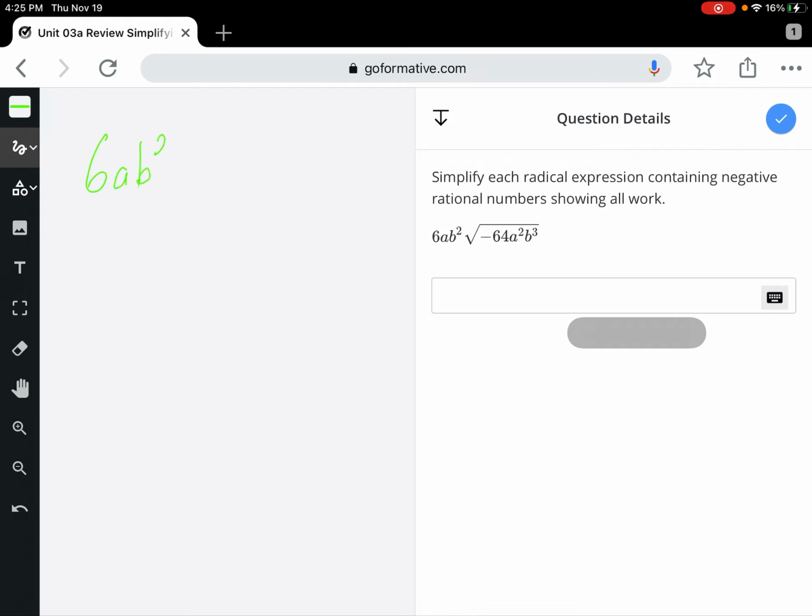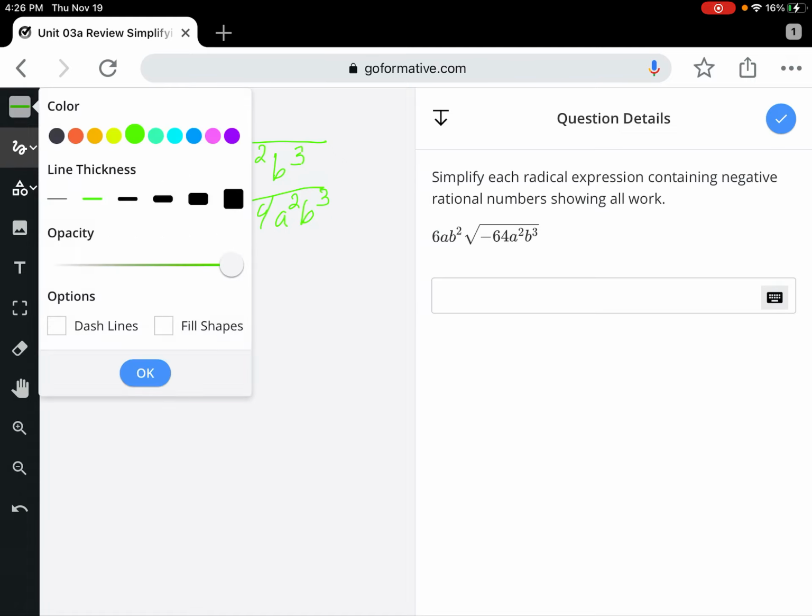Six a b squared. Six a b squared. -1. 64 a squared b cubed.